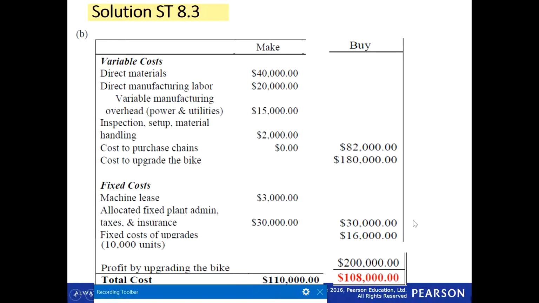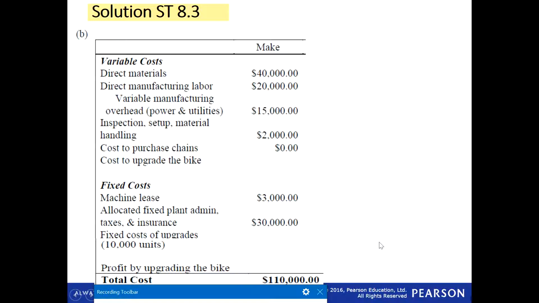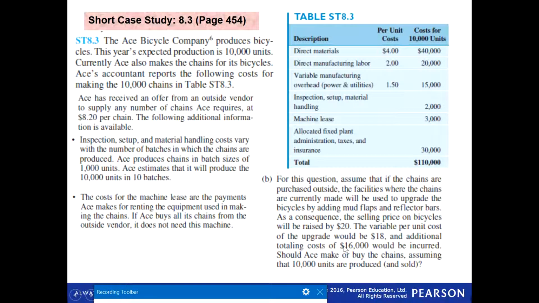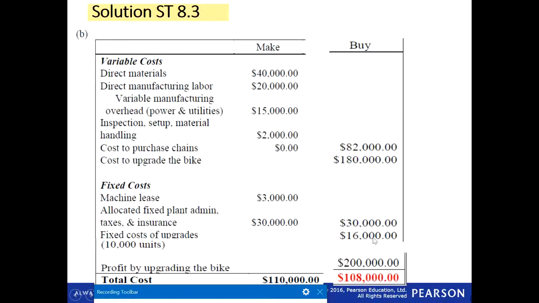The fixed cost remains there. Fixed cost of upgrade is 16,000 as well, it is given here. This one, additional fixed cost 16,000. And what is the profit? If we increase, it is 200,000, 20 times 10,000, because you can increase the sales price by 20. So this is the additional profit you can get. 20 times 10,000 is 200,000 as the additional profit.